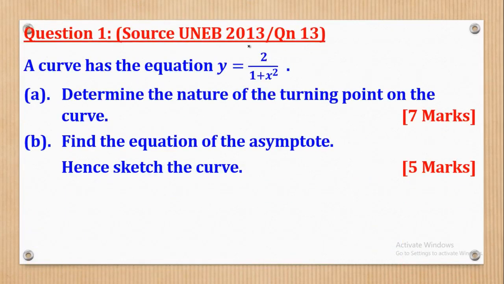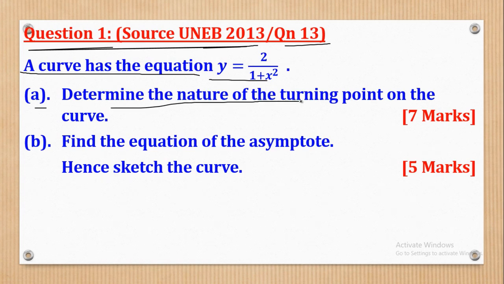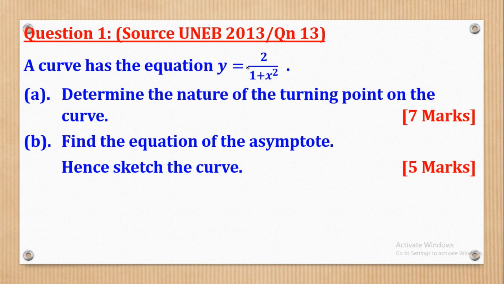Question 1 came from UNEB 2013, paper 1, question 13, and says, a curve has the equation this. Part A, determine the nature of the turning points of the curve. Then part B, find the equation of the asymptote, and hence sketch the curve. In this case, this denominator cannot be factorized.